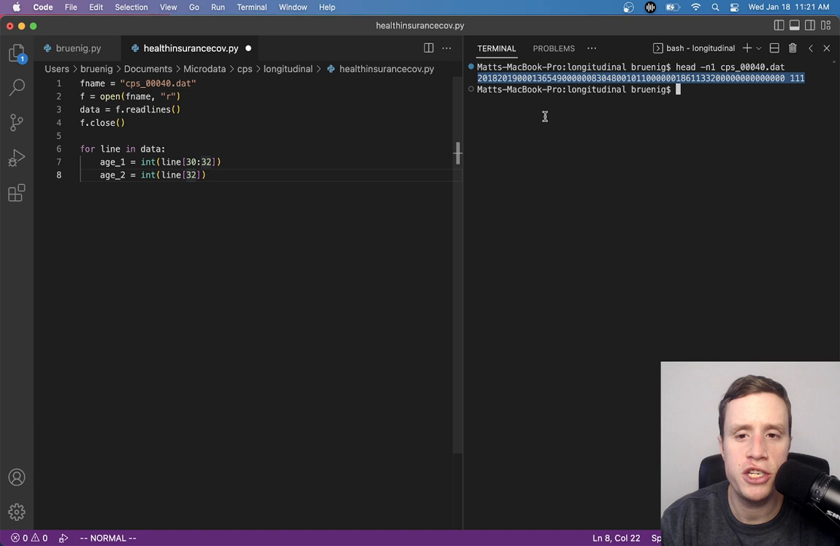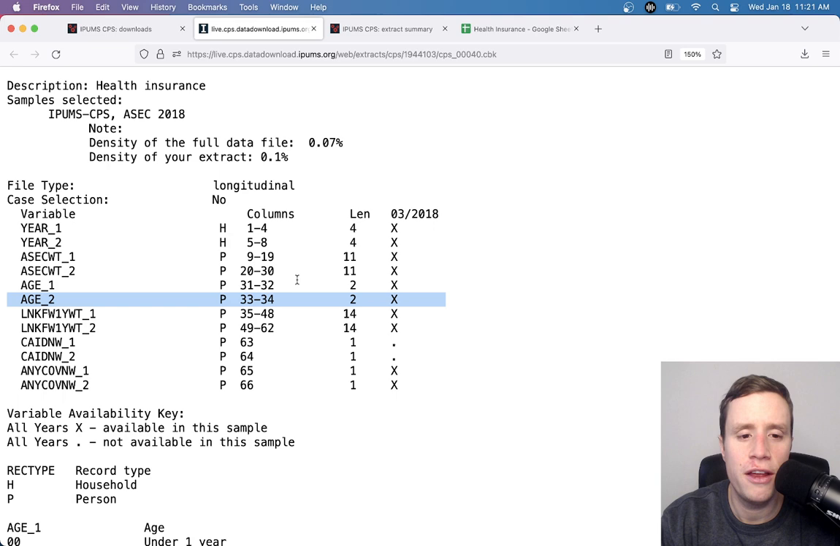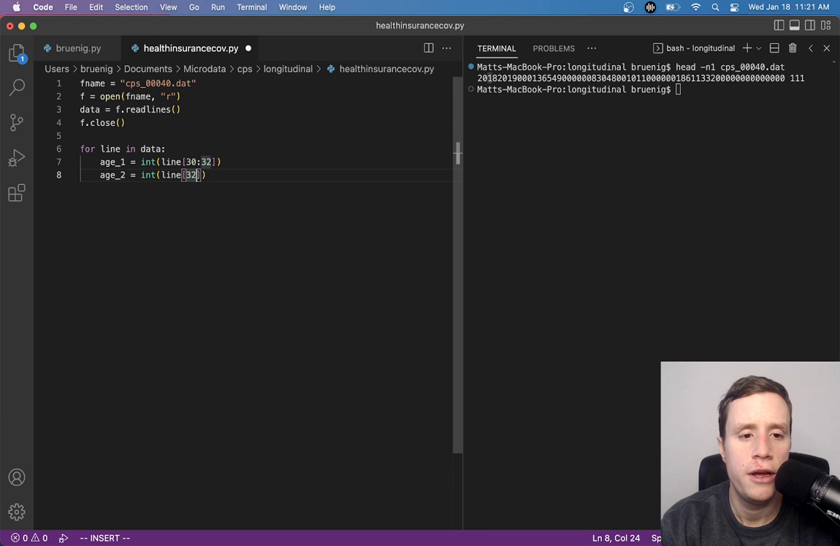I'm eyeballing it here exactly where that is. If you get the 33rd and 34th character, so remember this is like character 1, this is character 2, this is character 3. If you go to the 33rd through 34th character, you will get their age. And so here I do 32 to 34, which captures character 33 through 34. All right, so that's how you get the age for that specific person. So let's actually see if these line up the way we expect them to.